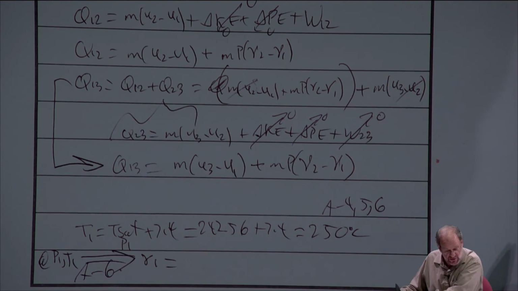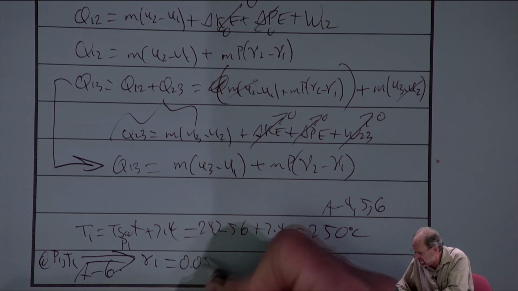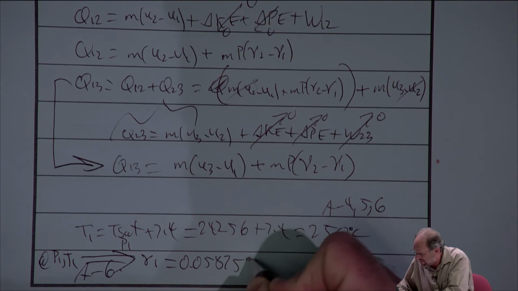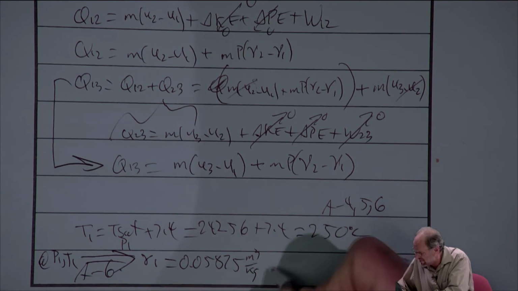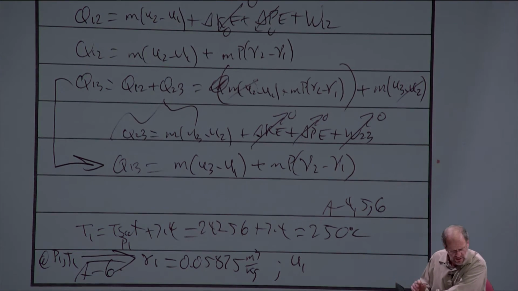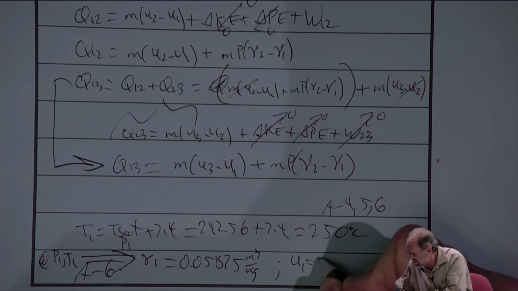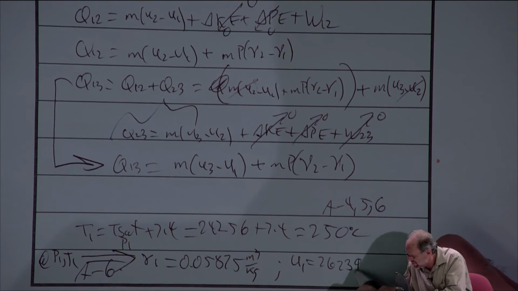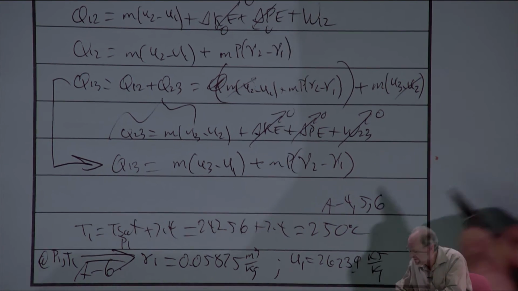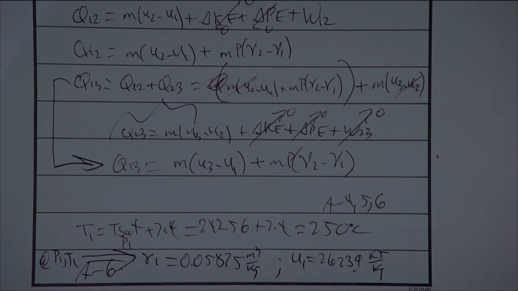V1 is 0.05875 cubic meters per kilogram, and U1 is 2623.9 kilojoules per kilogram. So there's my data at state point 1.